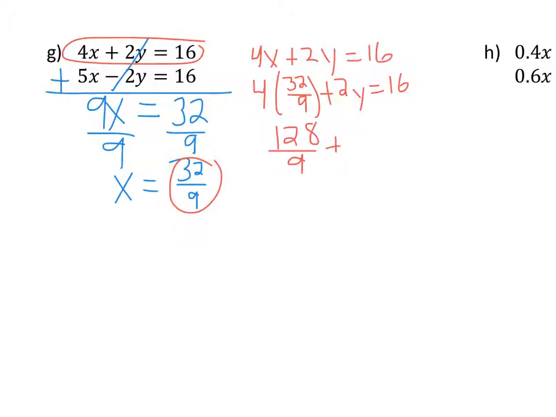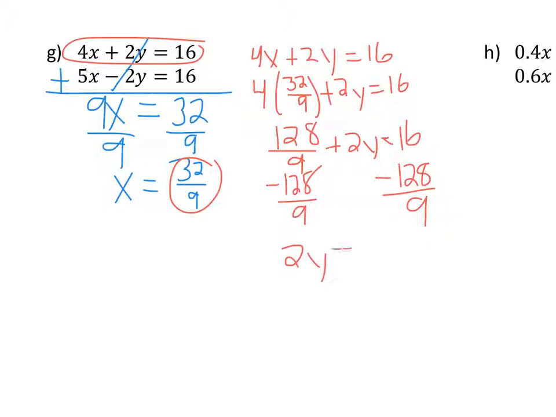Bring down everything else. Plus 2y equals 16. Subtract 128/9 from both sides. In your calculator, just plug it in. 16 minus 128 over 9. Math, enter, enter. We get 2y equals 16/9.